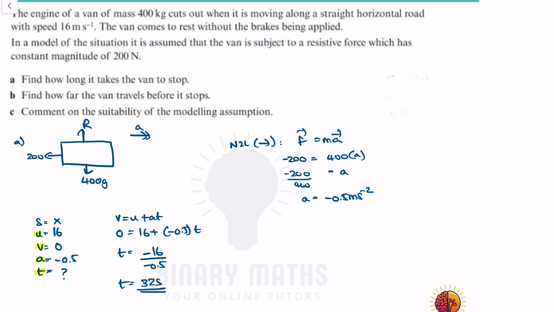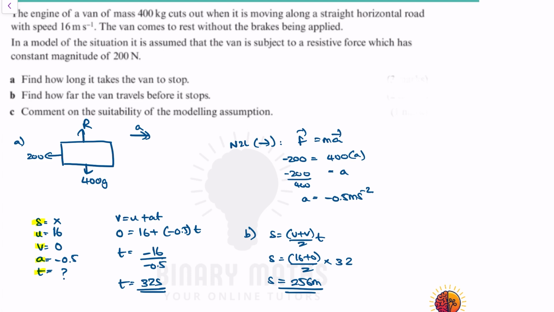B, how far the van travels before it stops. So we're just trying to find S now because we know what T is. So we can use any equation of motion formula. S is equal to U plus V over 2, times T. So S is equal to 16 plus 0 over 2 times 32, which is equal to 256 meters in the calculator. So this is part B, using the information that we already have.